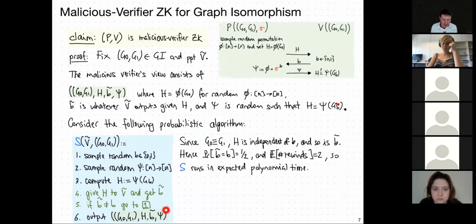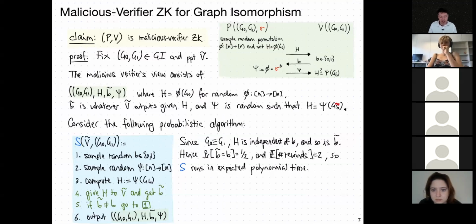To summarize, the simulator does not know how to answer any B tilde. It only knows how to answer the B from which it computed H. So that's why, great, okay. Again, it's crucial, right? The malicious verifier wants to make our life hard, but it can't. H is independent of B. All right, but we're not done.